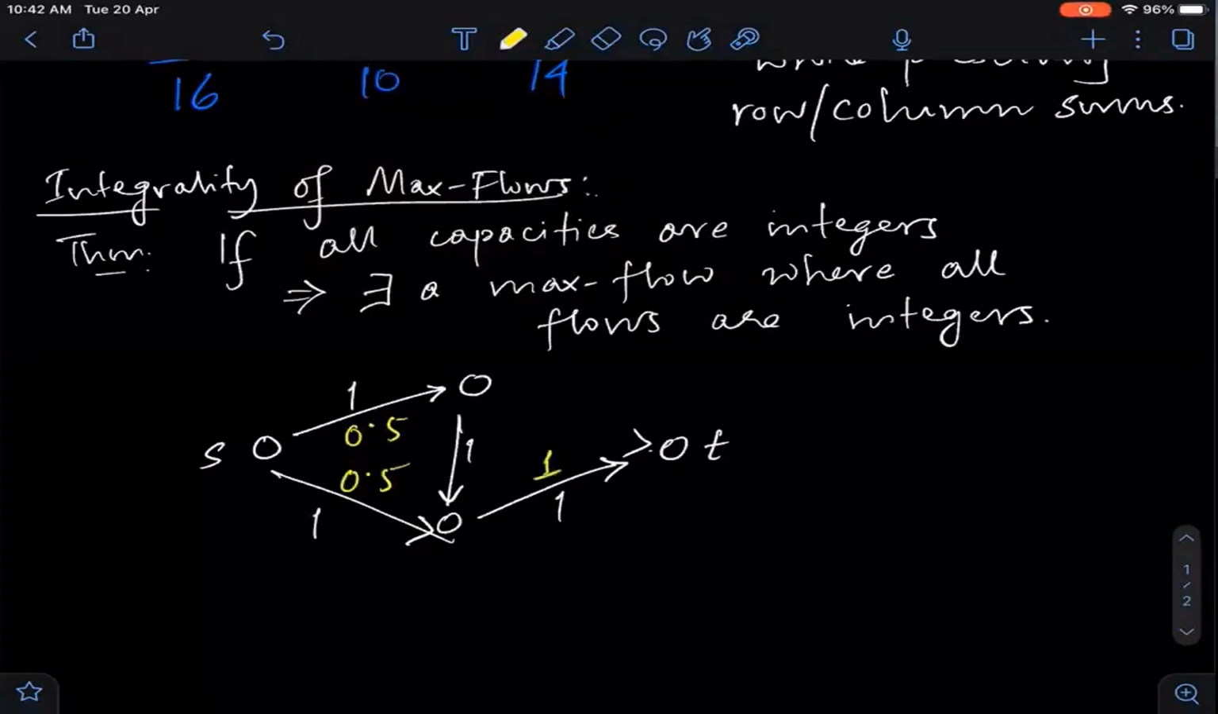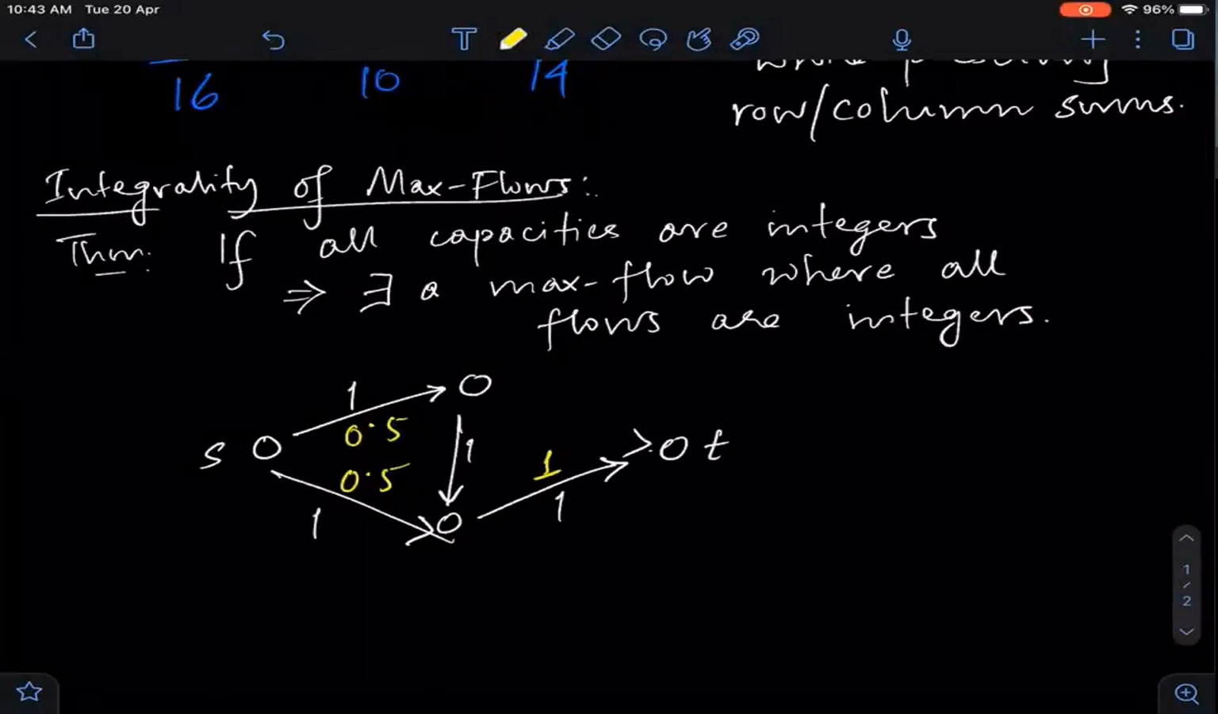Okay, is this a max flow? Yes or no? Is this a maximum flow in the network, or can I push more flow from S to T? So okay, how do you convince me that this is the max flow? What is the crucial argument that you can give me that this is the max flow? Max flow cannot be more than 1. Why is max flow 1?